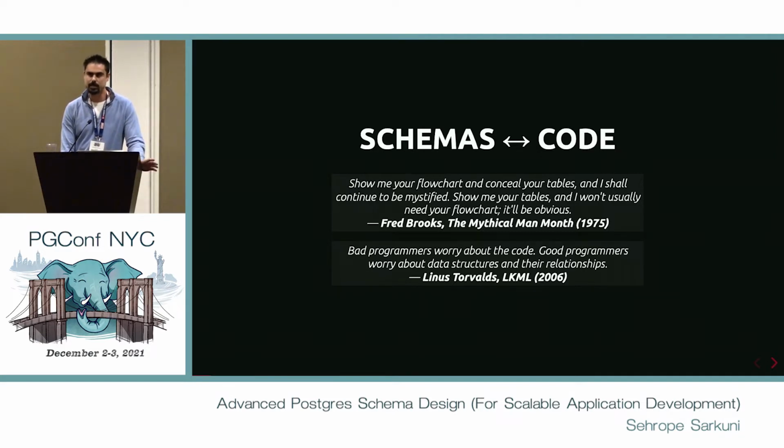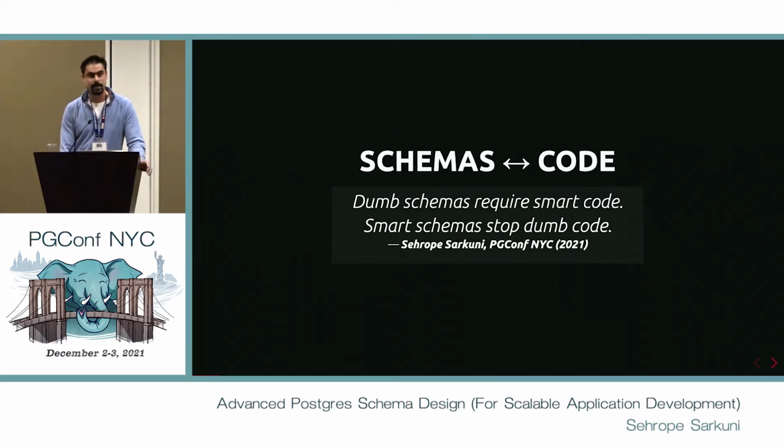Because the gist of it is, when the data structures are sound and applied directly to the things you're trying to do, the code itself becomes very straightforward. Summarizing with something another smart person told me: dumb schemas require really smart code, and if you have smart schemas, they stop dumb code. And by dumb code, I mean people doing things that they didn't think they were doing, but that end up happening anyway.